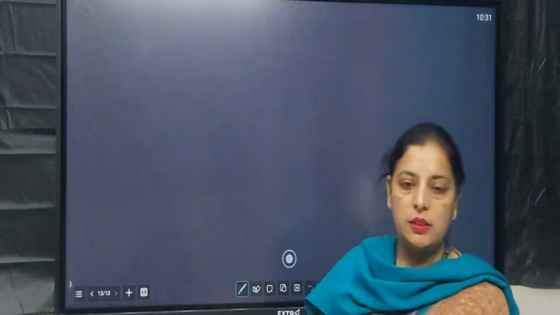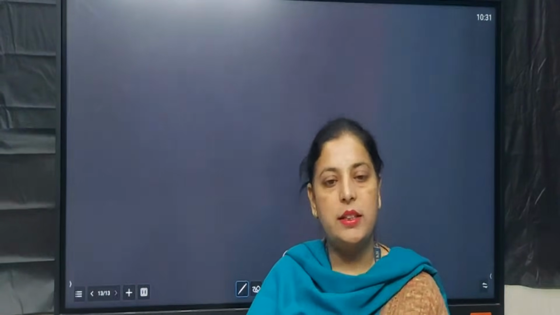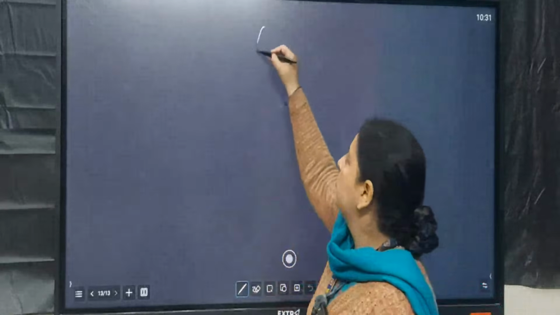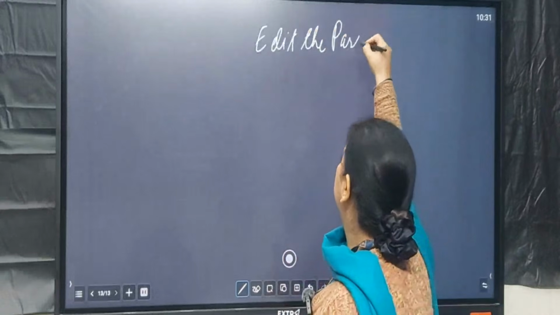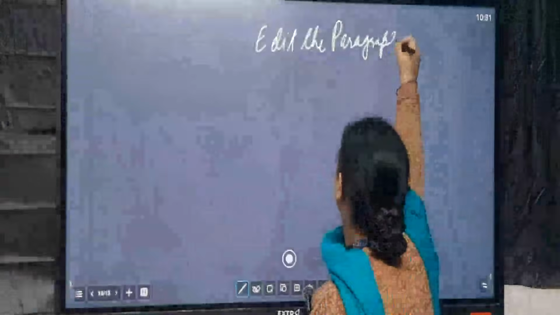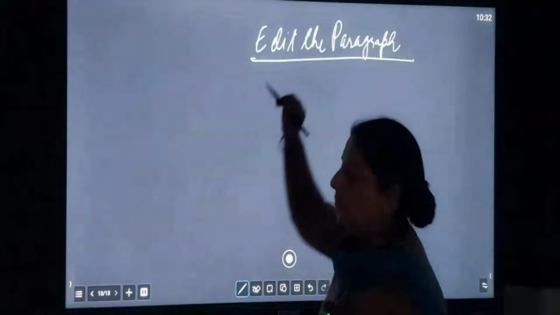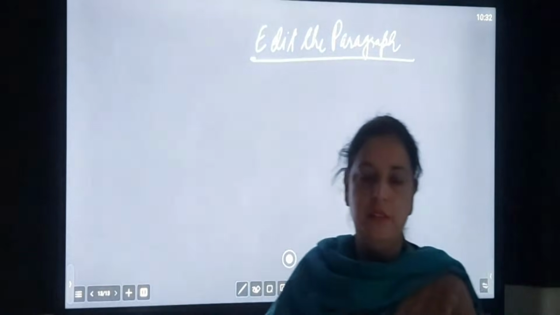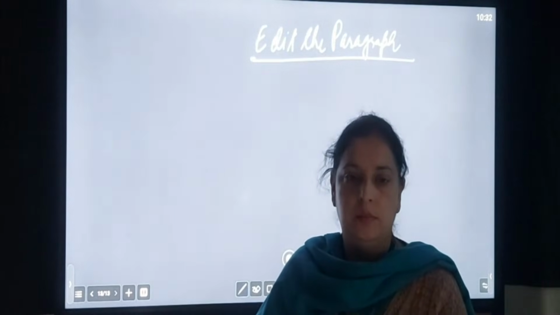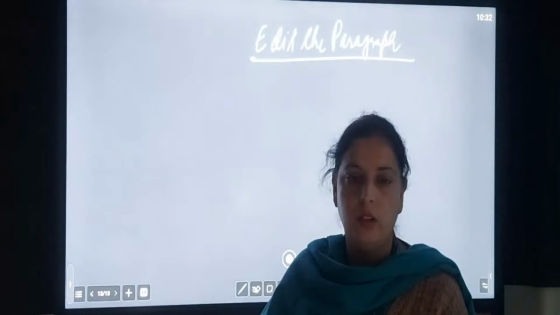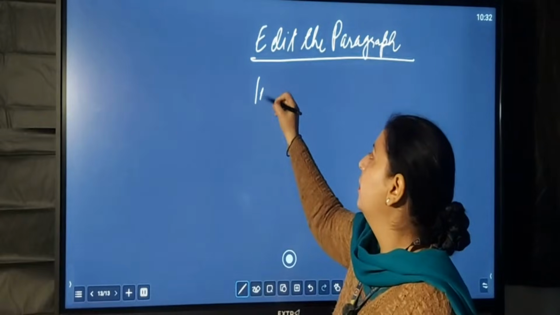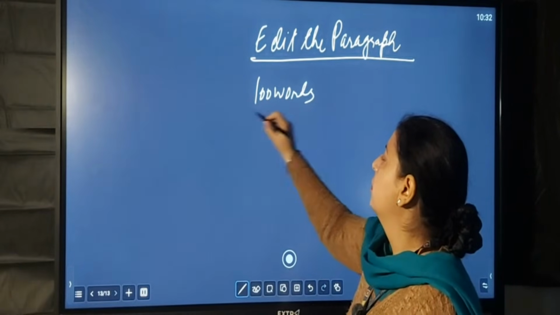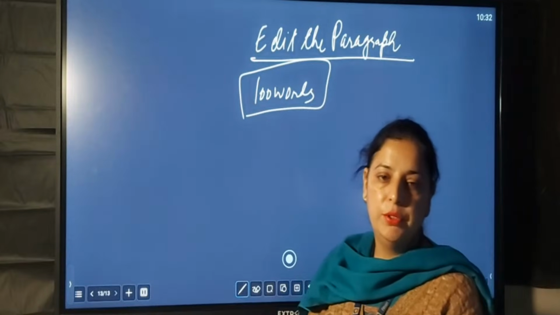Before starting the literature, let us learn that in the writing part we have one more important question, that is edit the paragraph. In this you will be given a 100-word paragraph. Out of this 100-word paragraph you have to do editing.